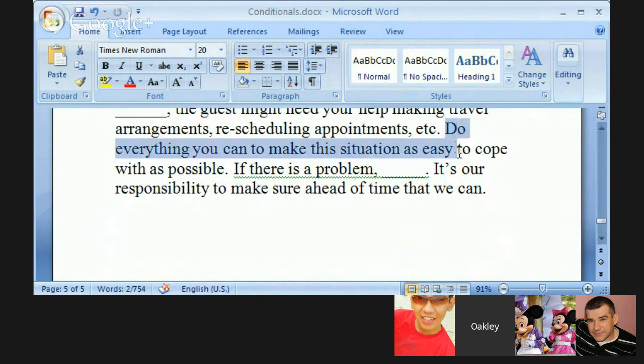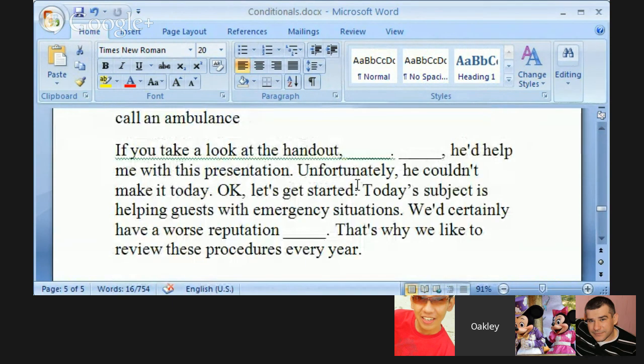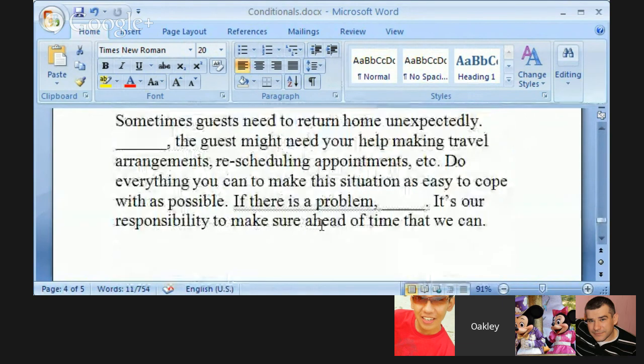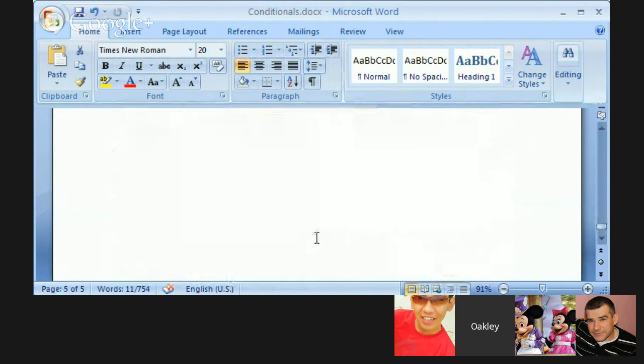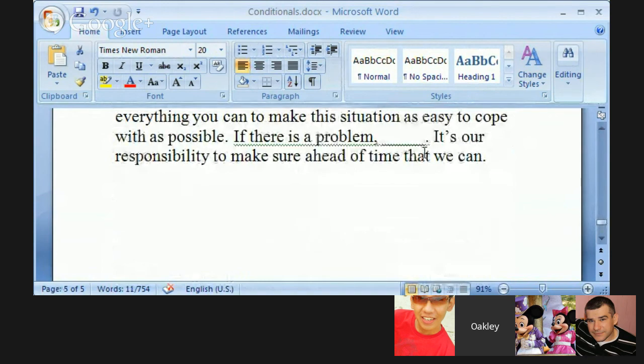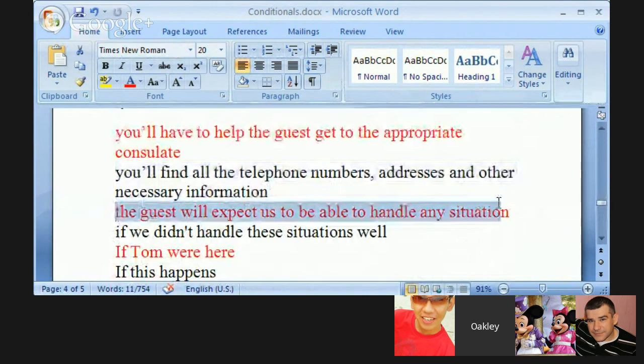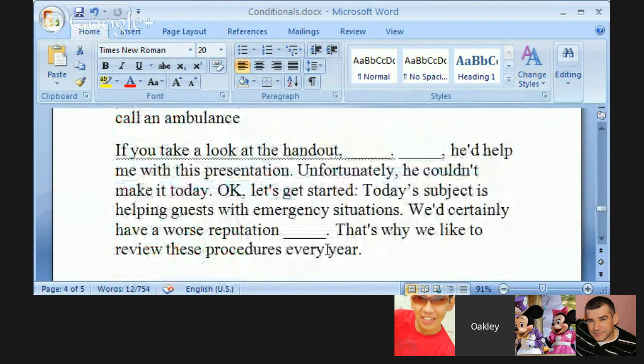Do everything you can to make this situation as easy to cope with as possible. If there is a problem, finally, of course, you will find all the telephone numbers, addresses, and other necessary information. Okay. No, that's not it. Sorry. The guest will expect us to be able to handle any situation.